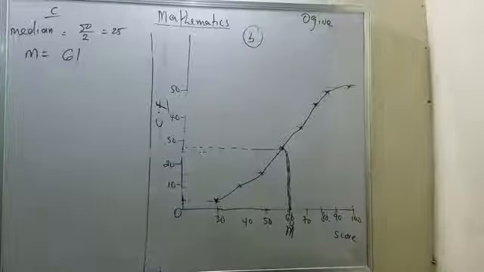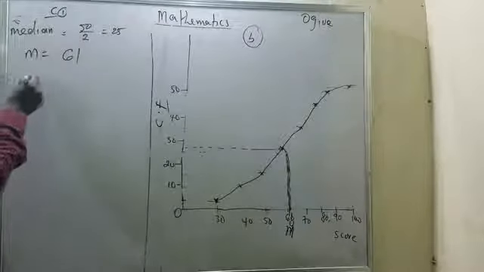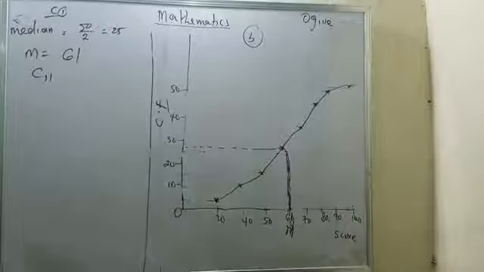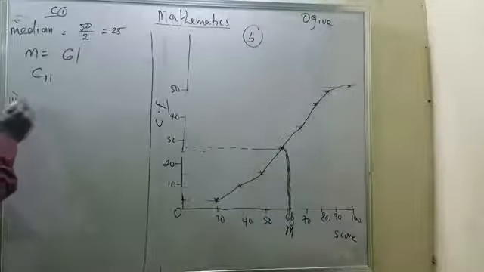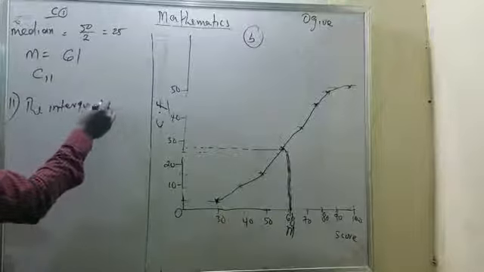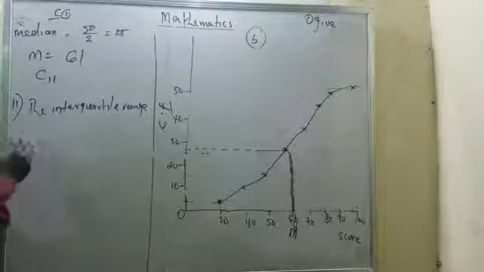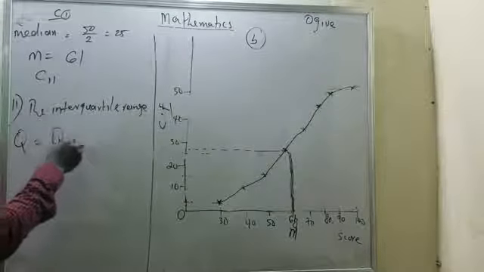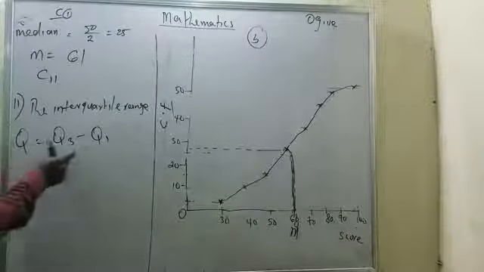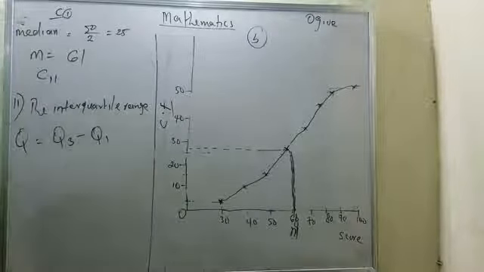The second one, we are asked to find number 1, C1, which is C and I. You are asked to find the interquartile range. Now, my interquartile range, which I can call Q, equals Q3 minus Q1. The only thing is, I must find my Q3 and also find my Q1. Whatever I get, I will subtract the two together and have my interquartile range.